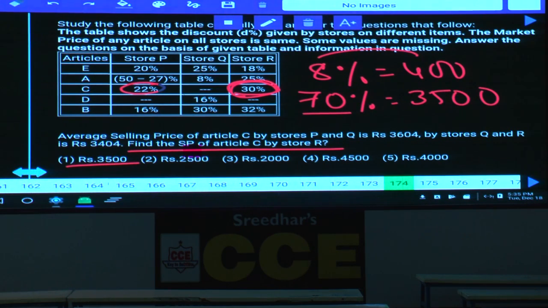Clear? See, basically to get 8%, you are supposed to take, when P is giving 22% discount, P sells the item at 78%. And R is giving 30% discount, R sells at 70%. Difference in selling prices is 8%. You don't have to convert it and take the difference, just observe the difference in discounts. Okay? Last question.